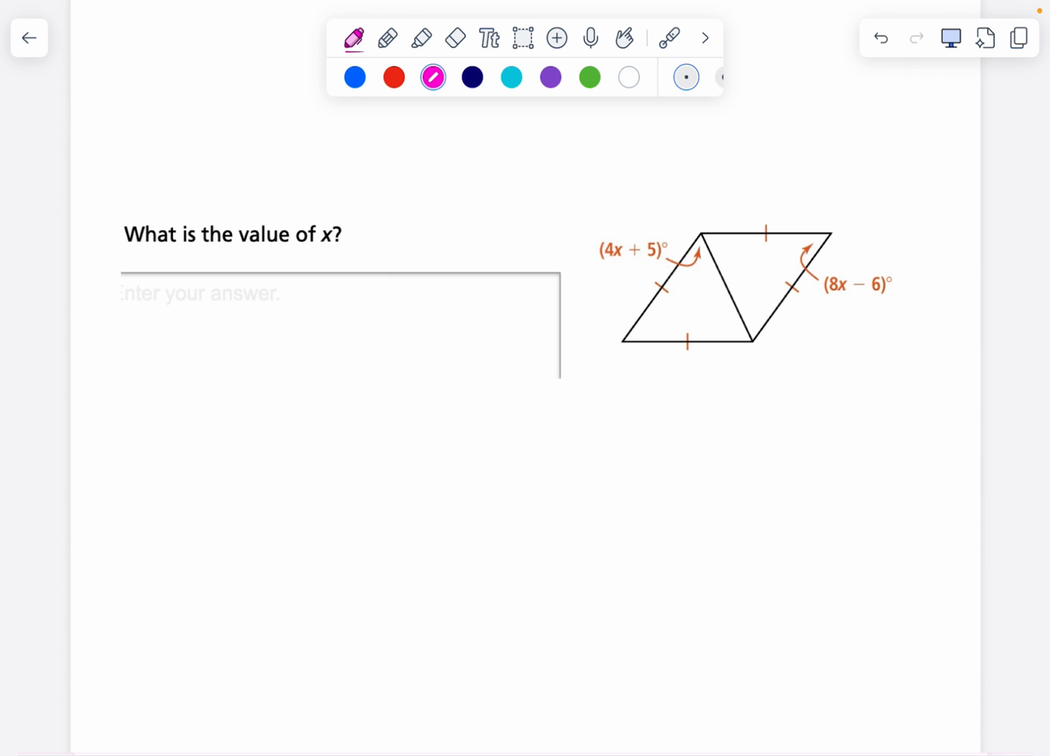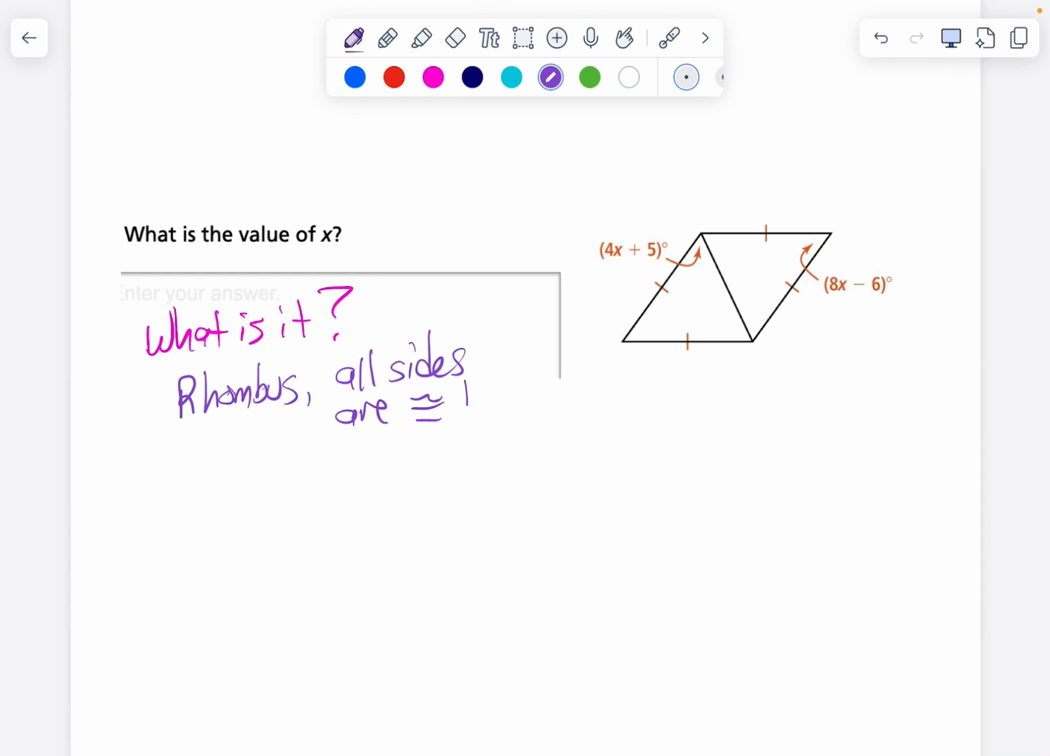Okay, let's check this. I'm going to ask this question first because if you don't know, you can't proceed, right? So why did we decide it was a rhombus? So all sides are congruent, but no 90s. Okay. With that said, what can we do to solve for x? Are those two angles equal to each other? No, not necessarily. So what else can we do?